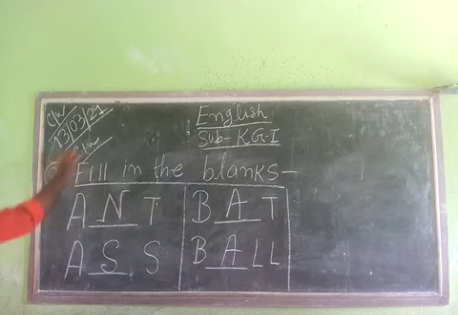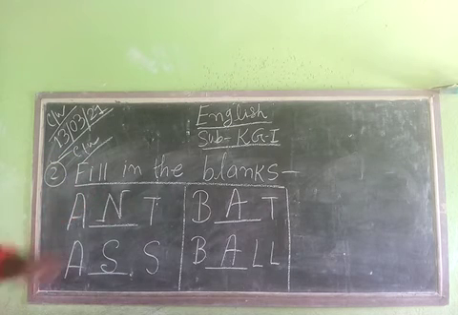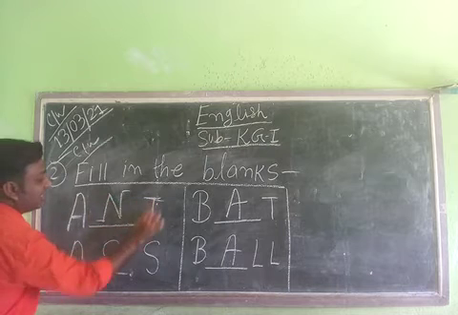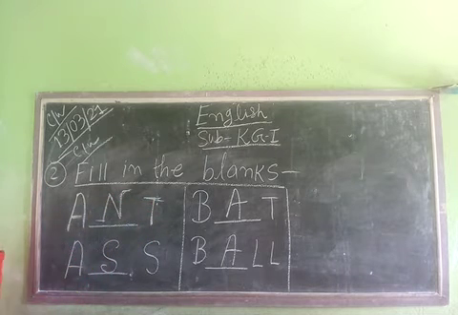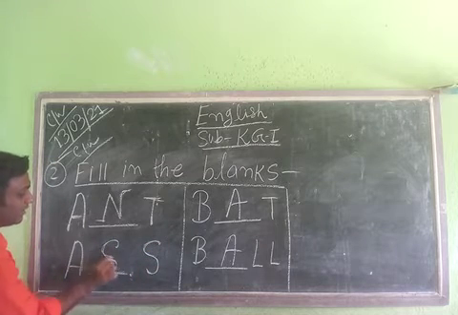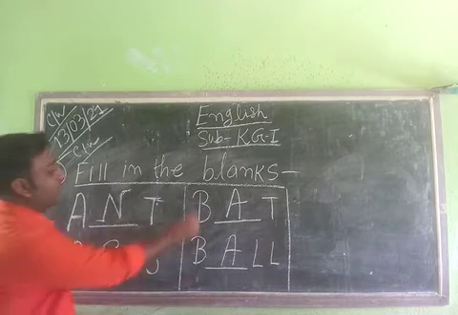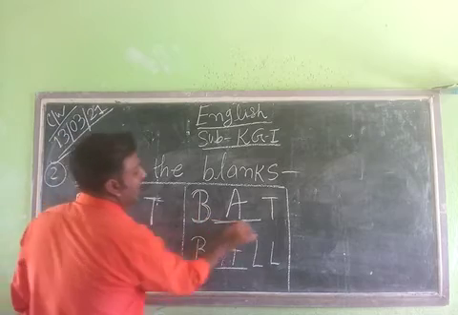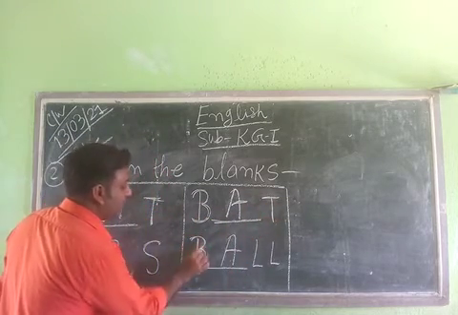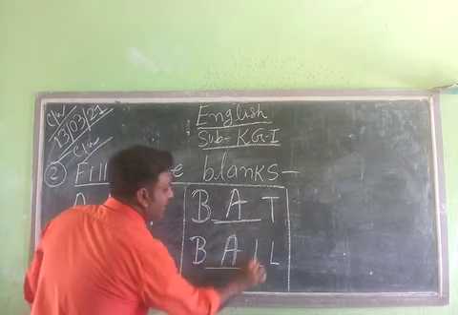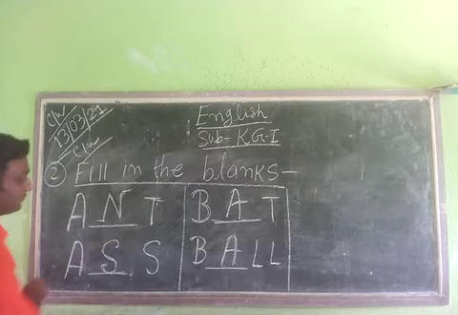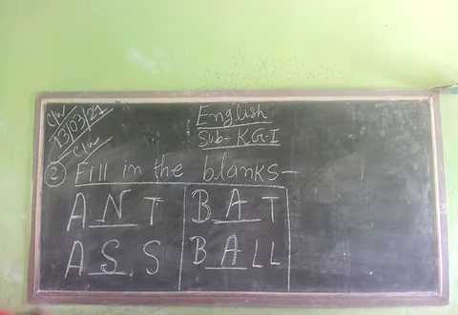Okay. So read again our second class work, second topic, fill in the blanks. Read again. A dash T, A-N-T, ant, and next A dash S, A double S, ass. Next, B dash T, B-A-T, bat. Next, B-A double L, ball.